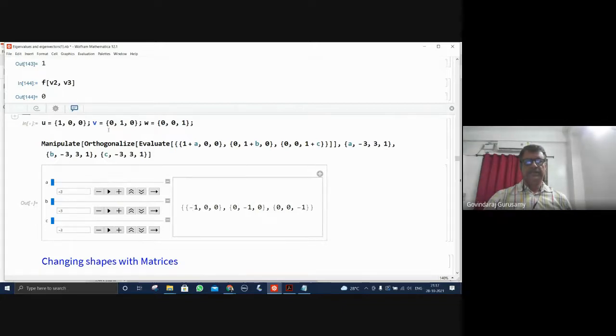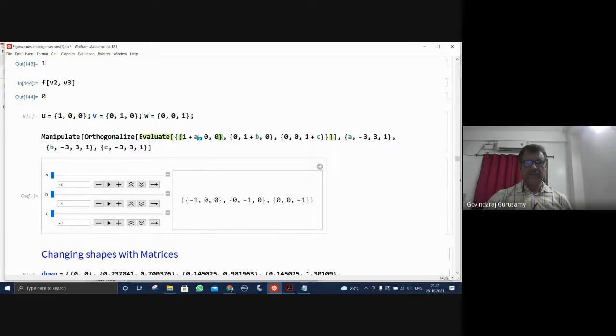Here we are looking at the orthogonalization. Orthogonalize the vectors with respect to this A value: 1 plus A, 1 plus B, 1 plus C. A varies from -3 to +3 in steps of 1, and B is -3 to +3 in steps of 1.